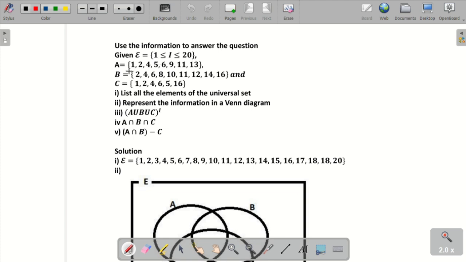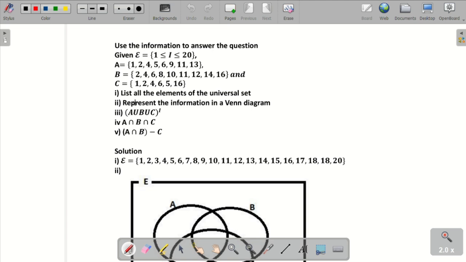The subset A is 1, 2, 4, 5, 6, 9, 11, and 13. All of these are members obtained from the universal set. Then the set B has elements 2, 4, 6, 8, 10, 11, 12, 14, and 16. And the subset C has the elements 1, 2, 4, 6, 5, and 16.